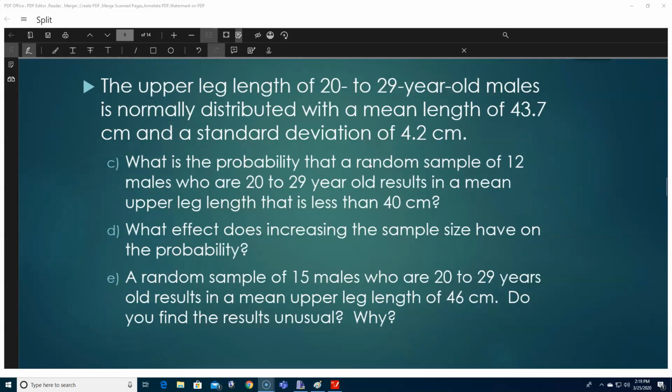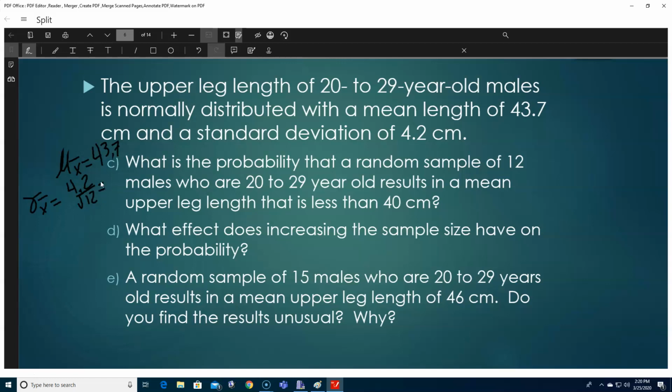What is the probability that a random sample of 12 males who are 20 to 29 years old results in a mean upper leg length that is less than 40 centimeters? Again, they've given us a sample size, so we have to shift our information to match with our sample size. So for C, mu x bar, still the same mu, so that's 43.7. Our sigma x bar, though, will now be 4.2 divided by the square root of 12, which is going to give us some sort of weird decimal.